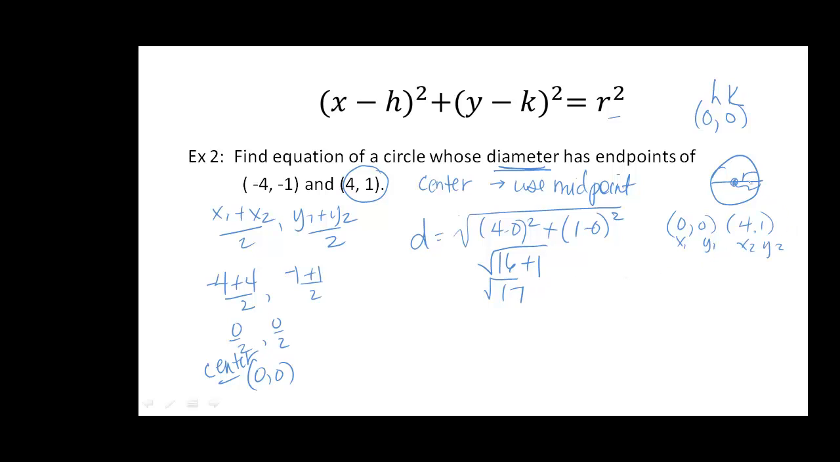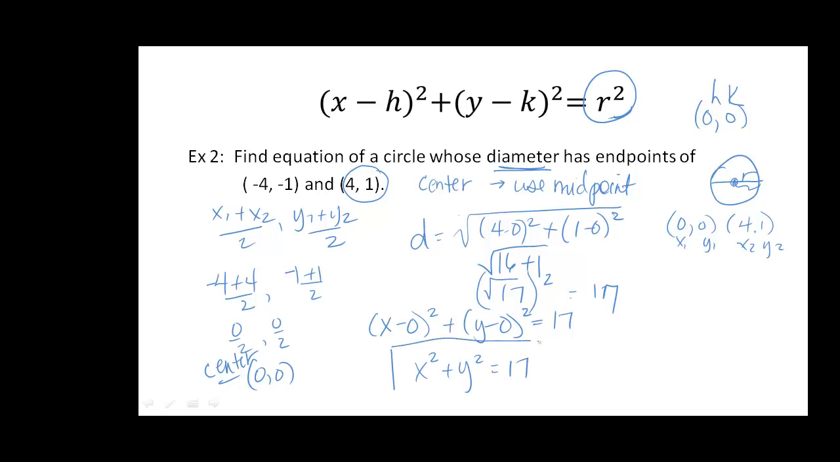That is my radius. But in my equation, I want the radius squared. So if I square the square root of 17, I get 17. So my end result equation says x minus h, which was 0, squared plus y minus k, which was 0, squared, equals r squared, which is 17. Now, you'll notice that the 0 does not make a difference in the equation. If you have zeros in both locations, you can just drop it. And it looks like this: x squared plus y squared equals 17. There's my final answer.